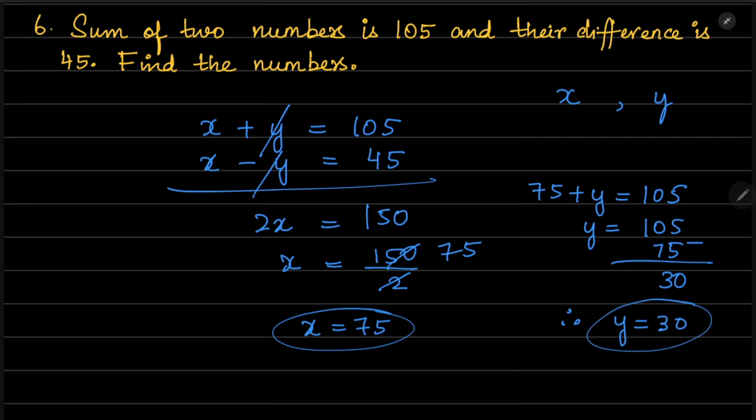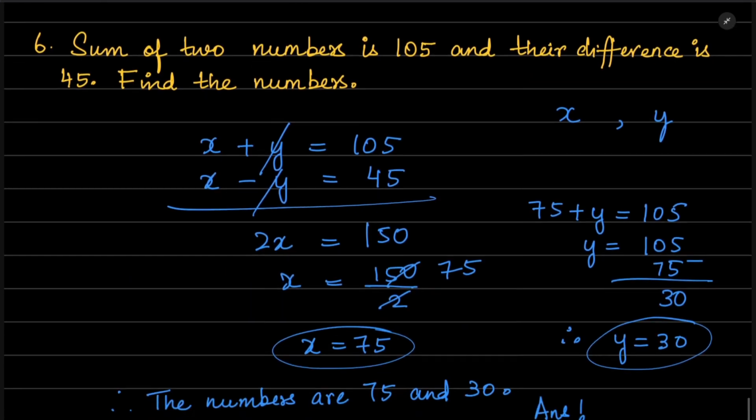So what are the two numbers? The two numbers are 75 and 30 respectively. That's how you have to write. Therefore, the numbers are 75 and 30. This is your final answer. So make sure you write neatly, make sure you write all the steps clearly, and if you're really fast, you should even be able to quickly recheck your answers, right?